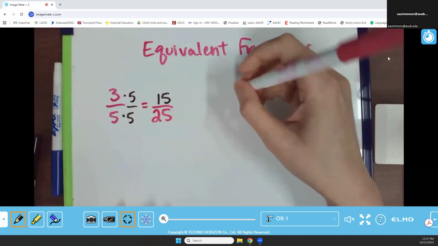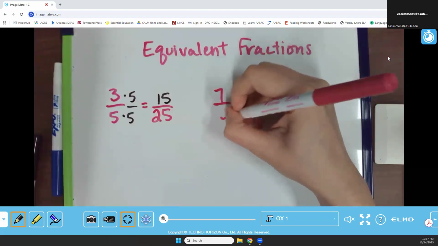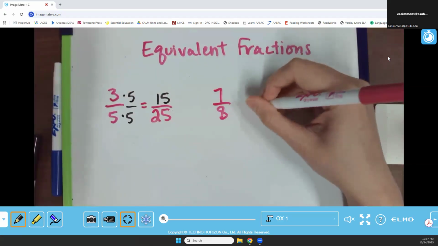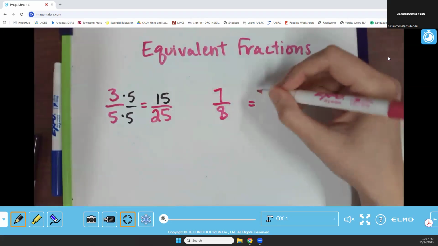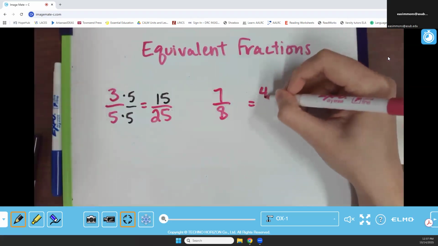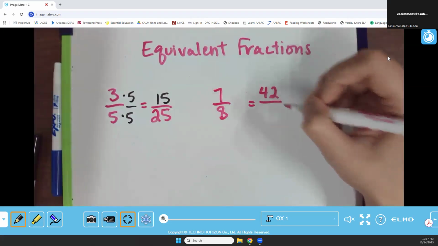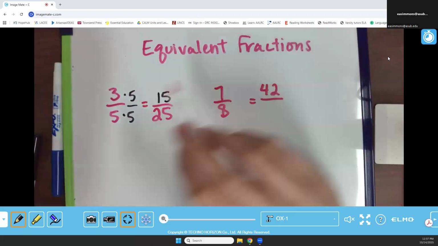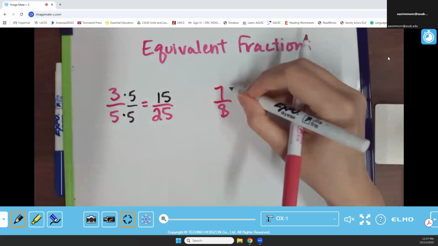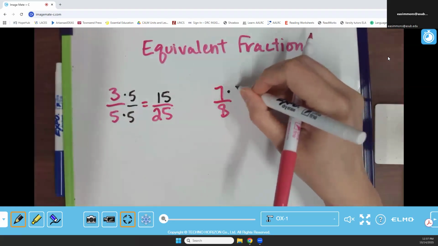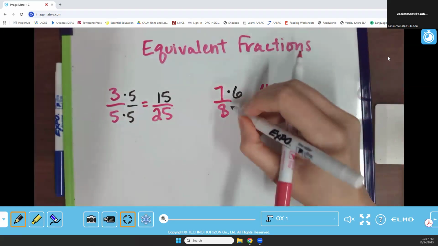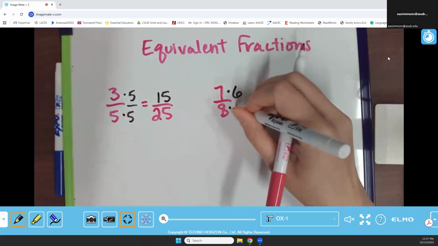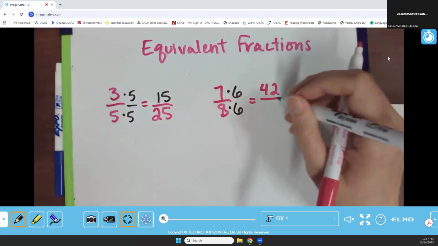We'll do one more. Got 7/8. I want this to be 42 over something. I know 7 times 6 is 42. So then to get the denominator, I'll do 8 times 6 to get 48.